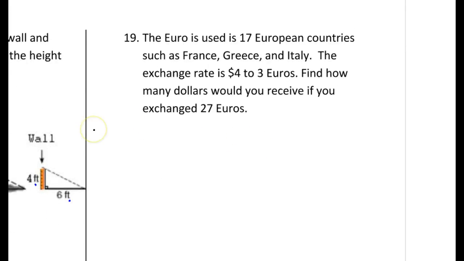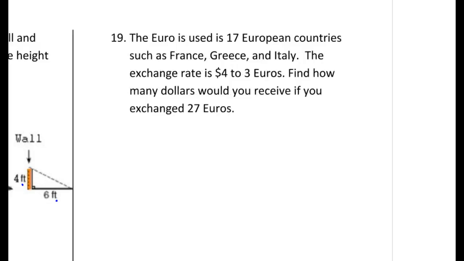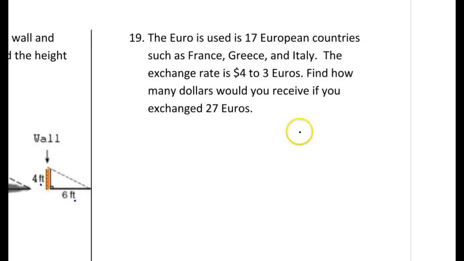Okay, more ratio problems. This time instead of hiking or biking, this is going to be some currency exchange. Alright, so the euro is used in 17 European countries, such as France, Greece, Italy. Okay, exchange rate is $4 to 3 euros. So every $4 here in America will only get you 3 euros. Okay, and the symbol for euros right here, it looks like this.